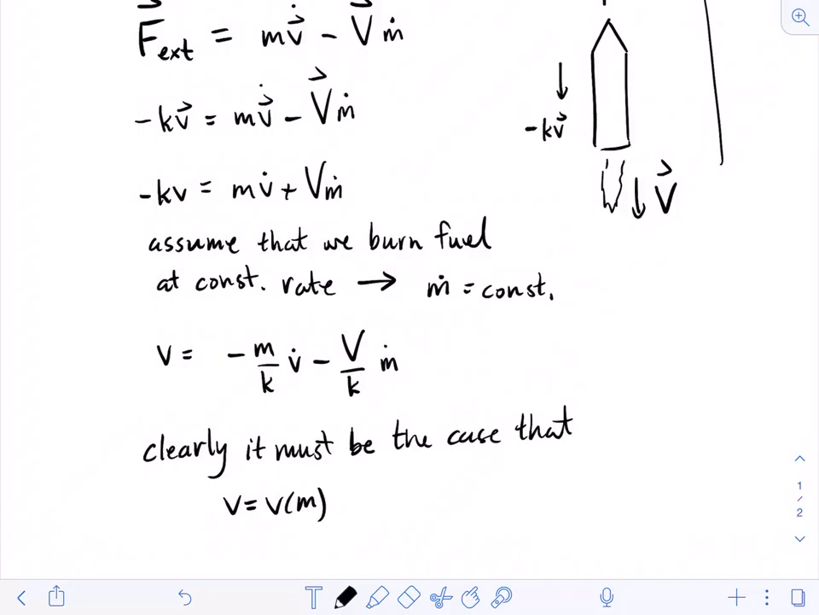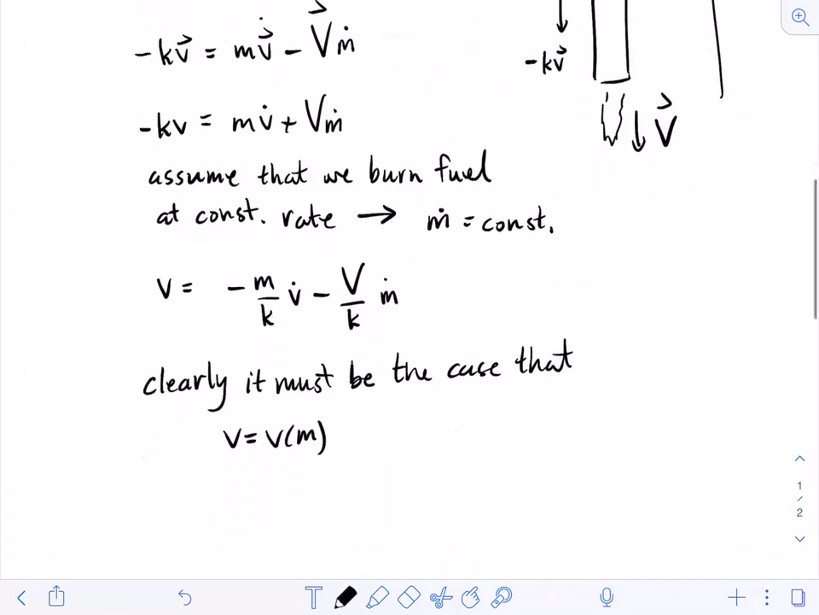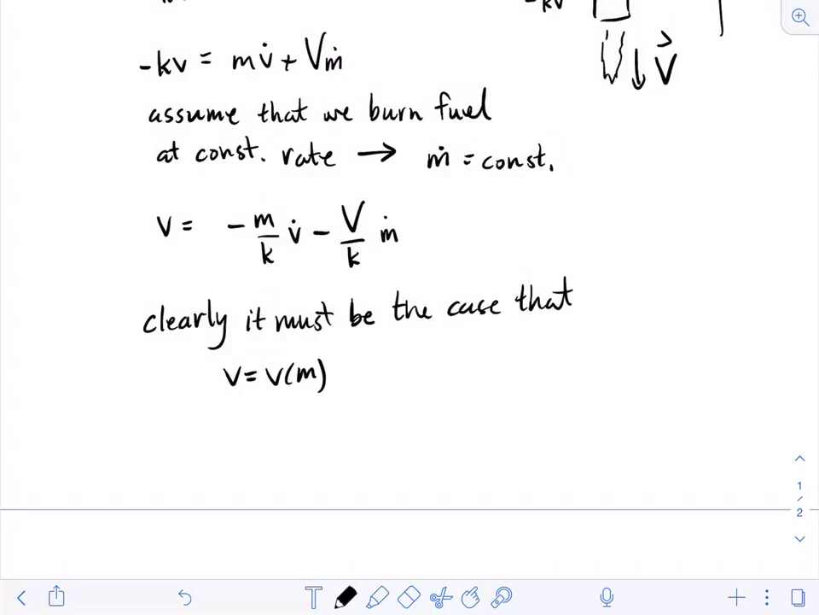So you think of it this way: if we start the rocket from rest and it's full up of fuel, then we have v equals 0 and the mass is large. And then as we burn that fuel, the mass is decreasing and the speed is increasing. And so there must be clearly some kind of dependence of the speed on the total mass of the rocket.